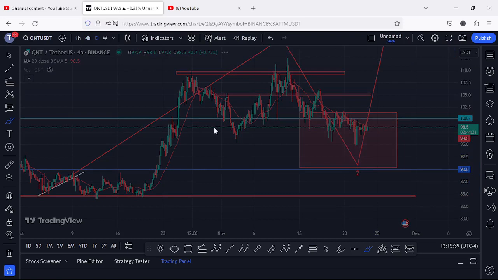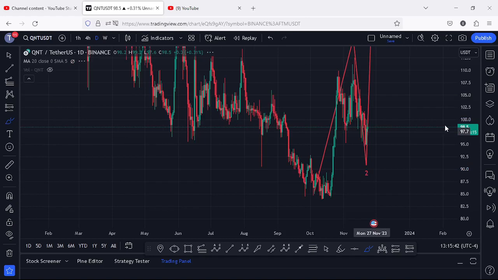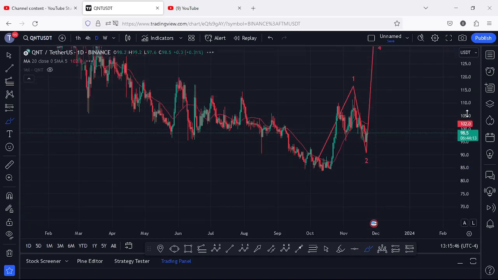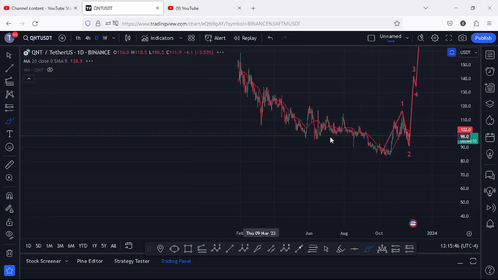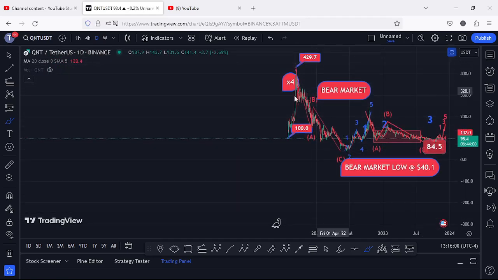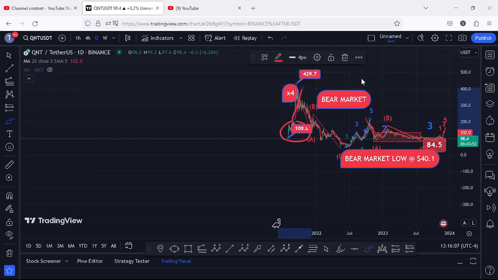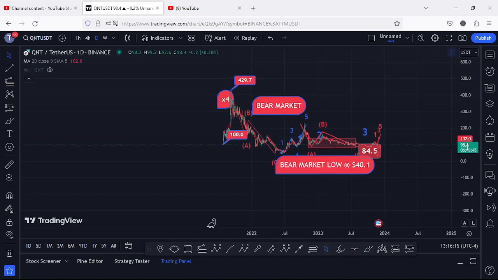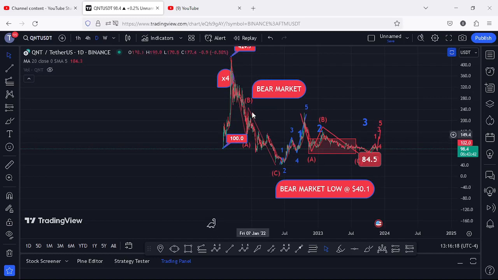And jumping to the daily chart to now give you my long-term Elliot wave analysis that I'm expecting to play out once the bull market is here. Here on the daily chart, if I zoom out, you can see that back in 2020, we saw these significant lows at around the $100 mark before we saw a 4x to the upper side, giving us an all-time high above the $429 mark. And after seeing the all-time high, we started to see a bit of a corrective move in the bear market, where we saw a bear market low at around the $40.1 mark.